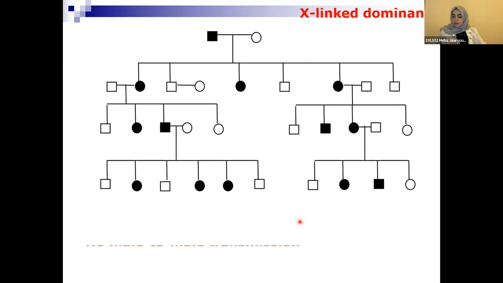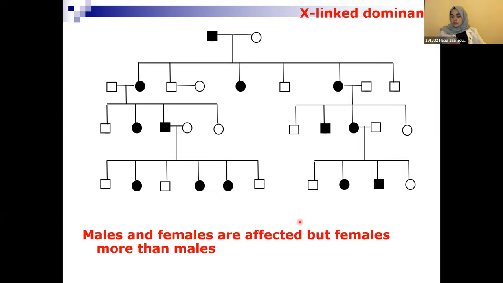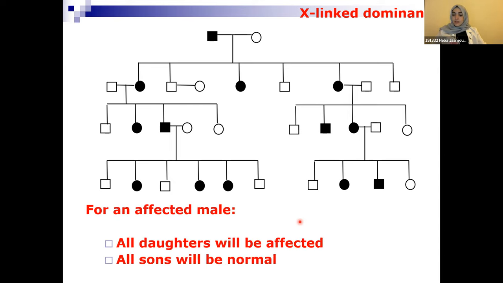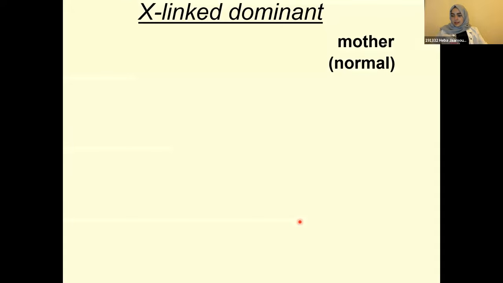This is the first point. The second point, again, is that there is no male-to-male transmission because it's X-linked, same concept as last time. And the next thing is that males and females are affected, but females are more prone to be affected. Again, same reason, because it's X-linked.